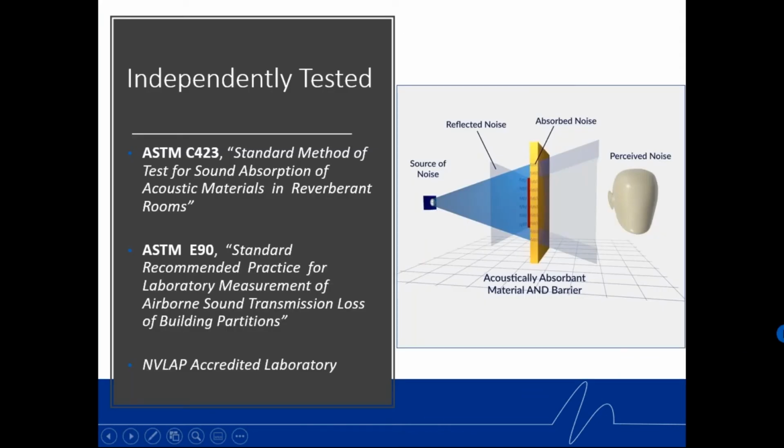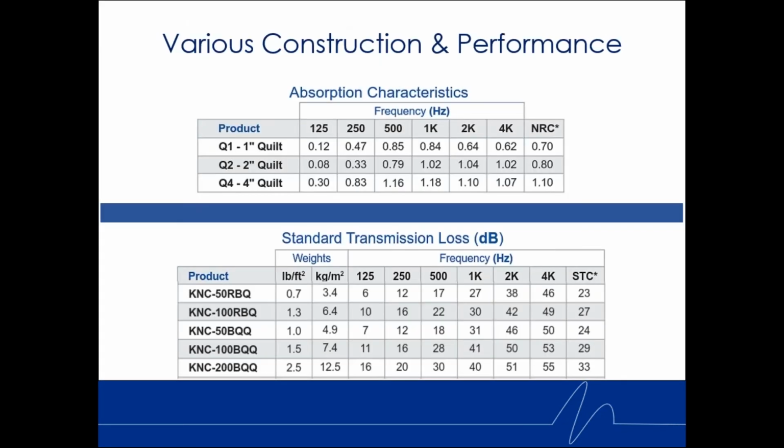All the products that we have for our composite curtains, and many of Kinetics products, are independently tested and backed by those tests. ASTM C423 for sound absorption, and then ASTM E90 for sound blocking. We have all that information, those test reports, and they're all done in a NAVLAB accredited laboratory. There are various constructions of these, as we talked about. We have different thicknesses of quilt, and of course we publish all the NRC and the sound absorption data per frequency. And then also we have different levels of the composite for the transmission loss.